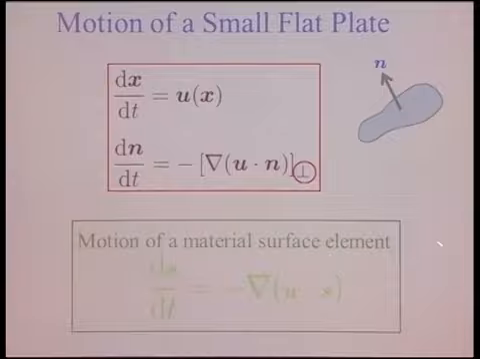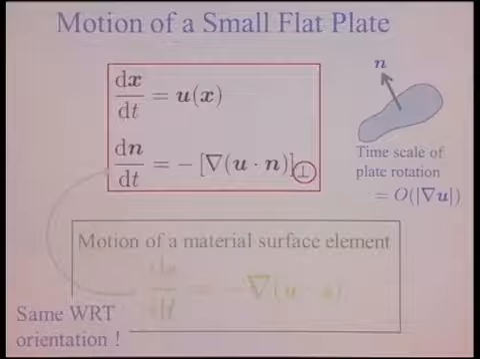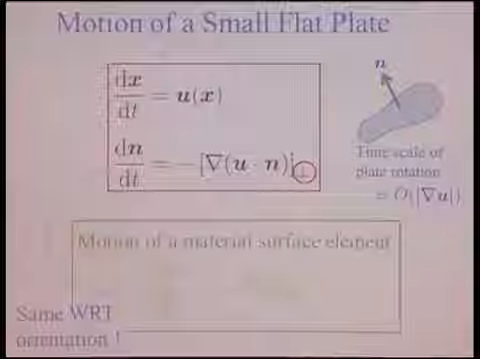This is written in most textbooks, including bachelor's textbooks. It is the same with respect to orientation. This is perpendicular. So this actually shows that the time scale of plate rotation is the same as that of the fluid motion itself. So this suggests the history effect is not negligible. The plate rotates at the same time scale as the fluid motion.